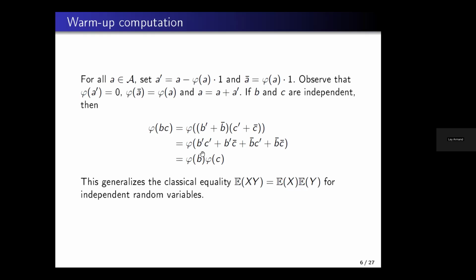So if you remember, phi is supposed to be similar to the expectation in classical probability theory, and your elements b and c are supposed to be identified in classical probability theory as random variables. So you have phi of bc equal to phi of b times phi of c, but this equality is well known in classical probability theory: the expectation of two independent random variables is the product of the expectations. So for three elements, you have the same identity.